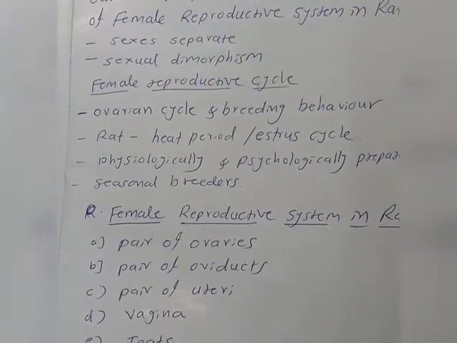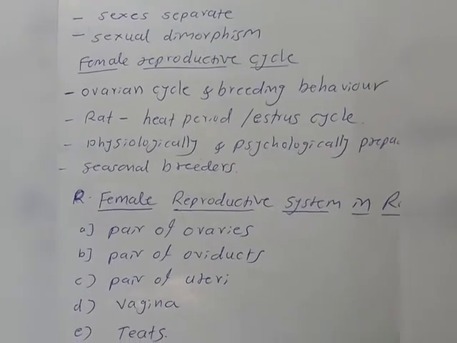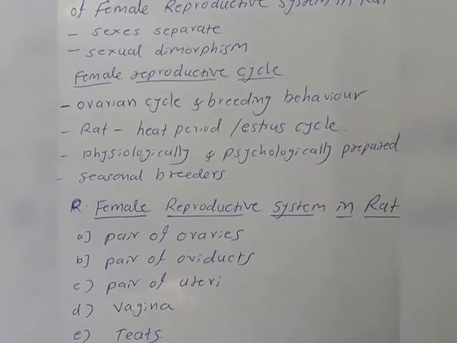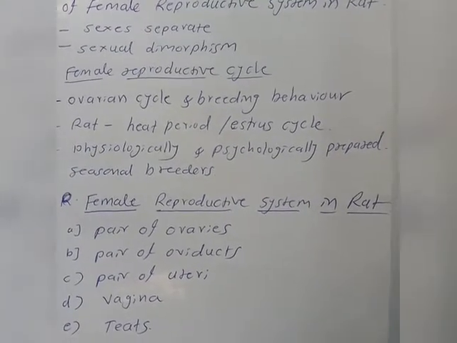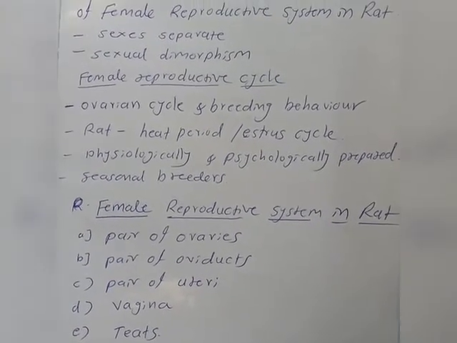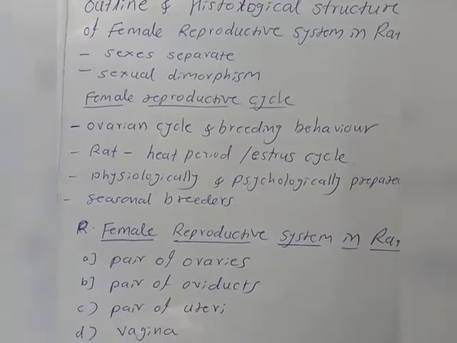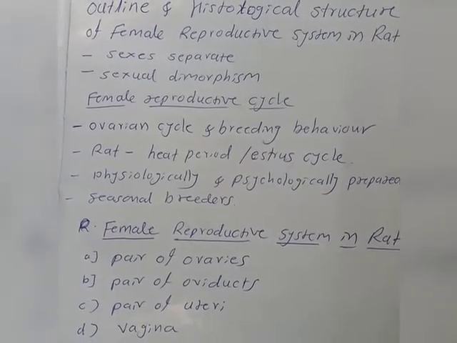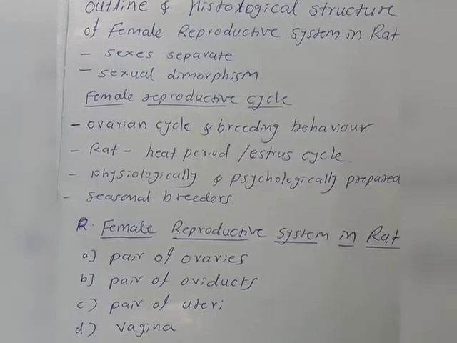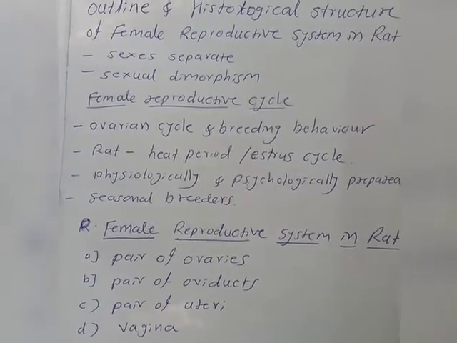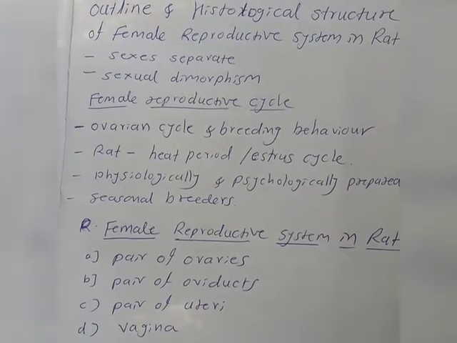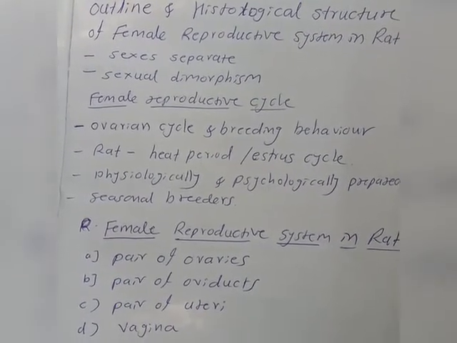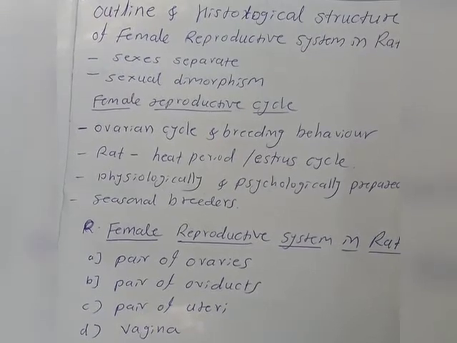Now we will see the female reproductive system in rat. म्हणजे फिमेल रिप्रोडक्टिव्ह सिस्टीममध्ये काय काय येते. The female reproductive system consists of: first one is the pair of ovaries, second a pair of oviducts, third a pair of uteri, fourth vagina, and last one is the teats.